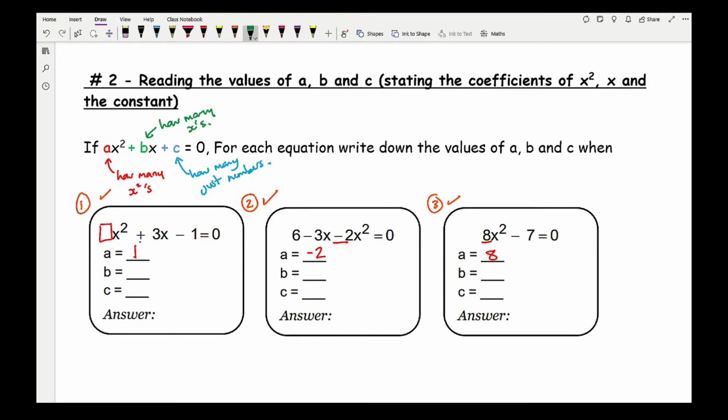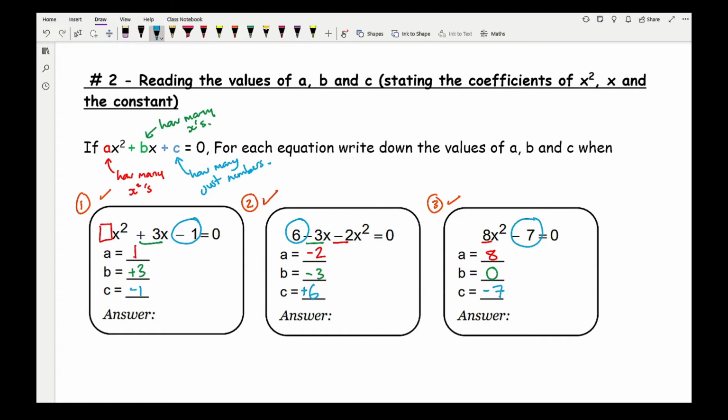So for this one here, we've got positive 3x, so I'm going to write plus 3. For this one, I've got minus 3. And for question c, I've got nothing with x's, so that's just a 0. And then moving on to the constant, or c. Now, constant is just basically a number, the number at the end. So here I've got minus 1. With this, I've got positive 6, and with c, I've got minus 7.